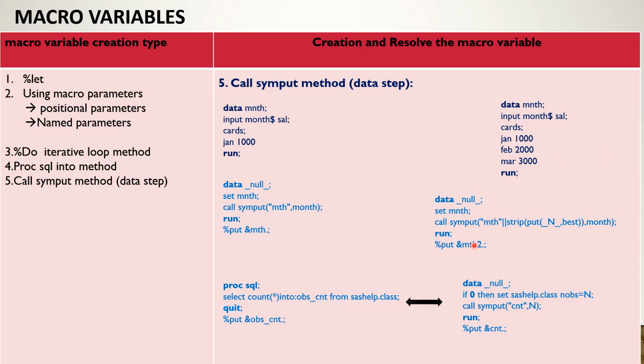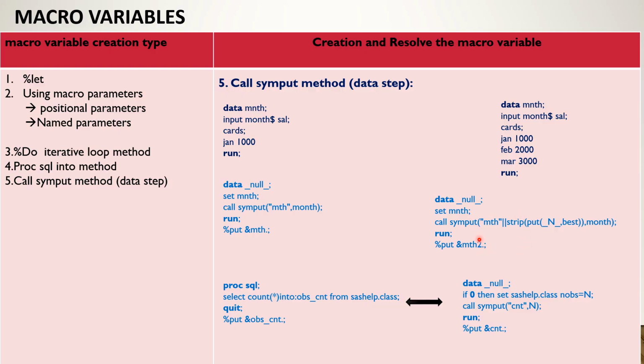So for that what do we need to write? In data _null_; set that data set name; call symput, macro variable name in double quotes, strip of put underscore n underscore, paste dot, then the macro variable, whichever variable you are going to create the macro variables for, then run. If you call percentage put ampersand mth, right, then it will show February in the log. Then if you want to call March, percentage put ampersand mth3.